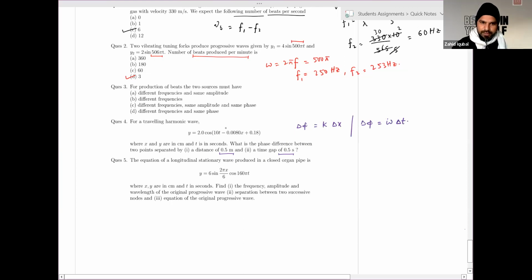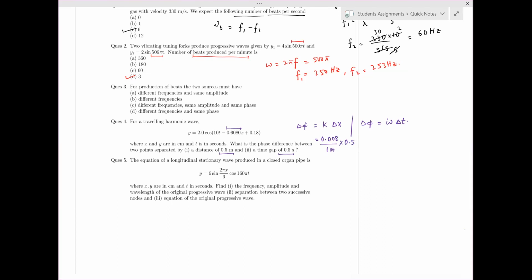So k is nothing but the coefficient of x. So in this part, we have 0.008, and since it is in centimeter, divide by 100 to convert into meter. Delta x, we have 0.5 meter. Just simplify it, you'll get your answer. Samira, is it clear? Yes, sir.